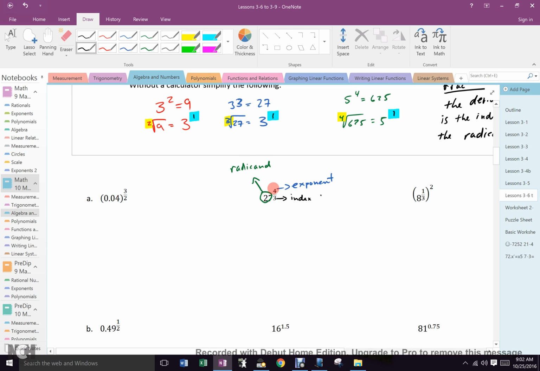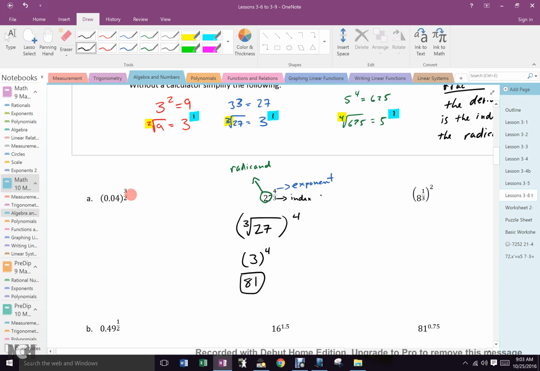So what does this look like? Index of 3, 27 as a radicand, to what power? 4. What is the cubed root of 27? 3 to the 4th power. And what is 3 to the 4th power? 81. Does everyone see how it works? Now, it's a new exponent law, isn't it? So can we forget about all the previous exponent laws? Of course not. They all still apply.